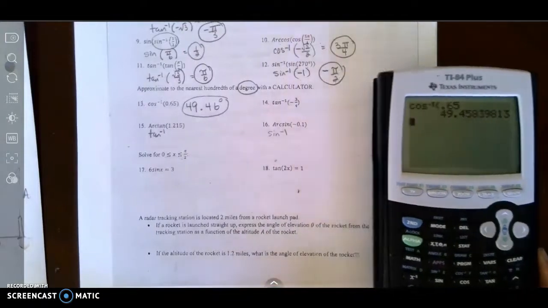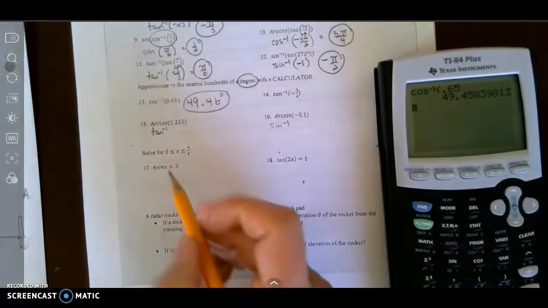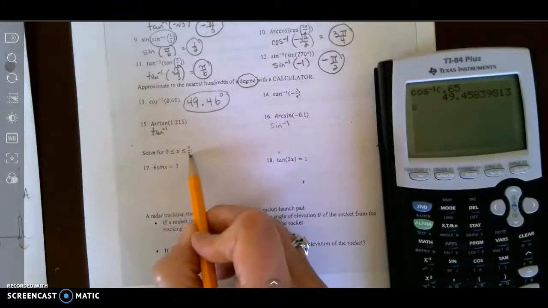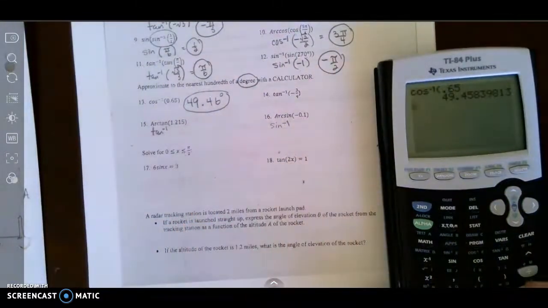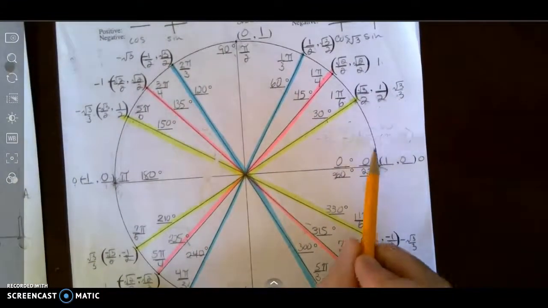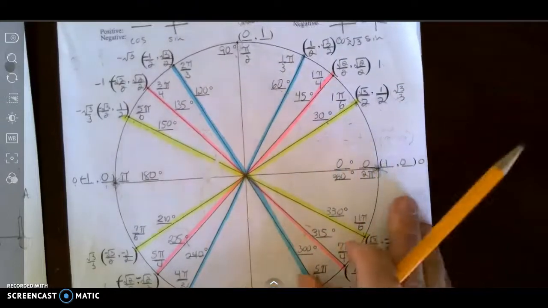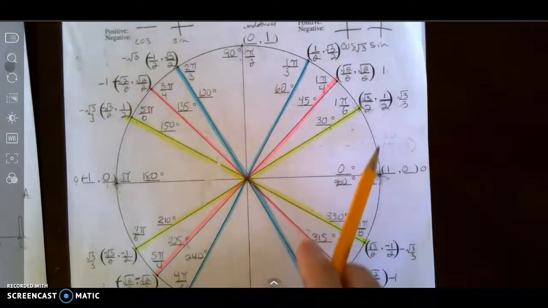All right. Now we come to 17 and 18. It says solve where x is between 0 and pi over 2, which means 0 to pi over 2 says that all of my answers are in quadrant 1. They don't want any answers outside of quadrant 1.